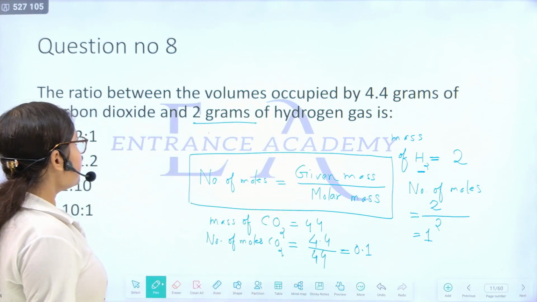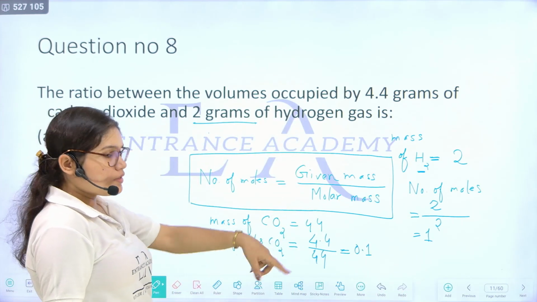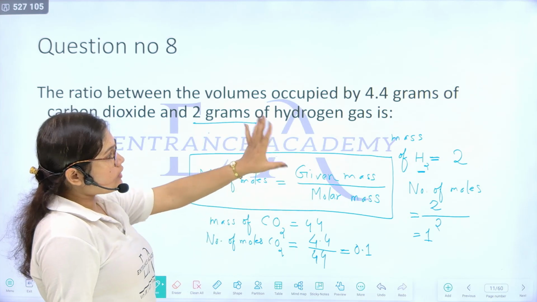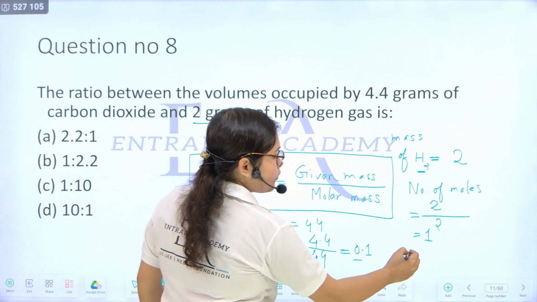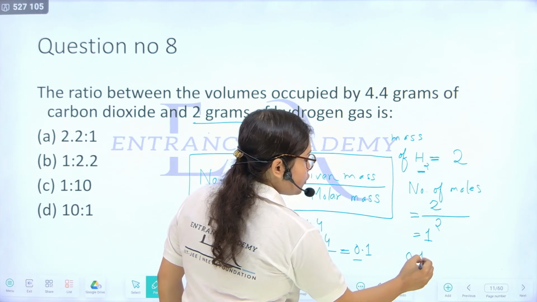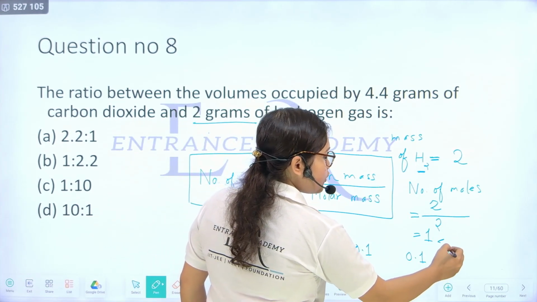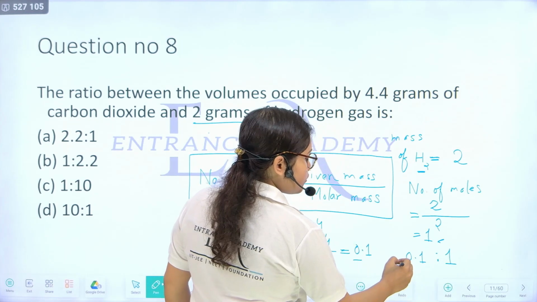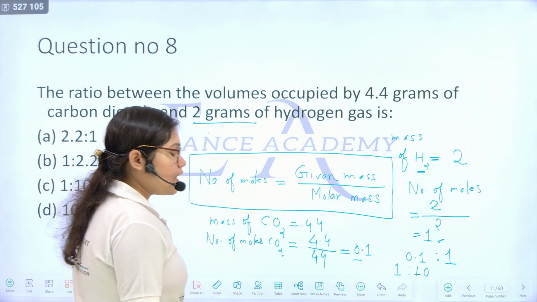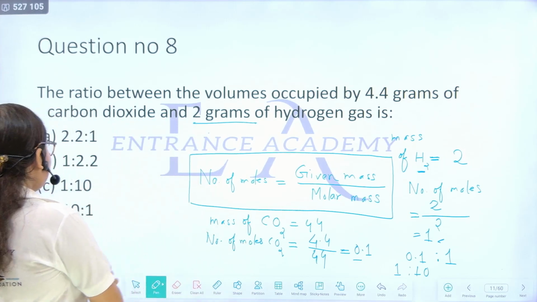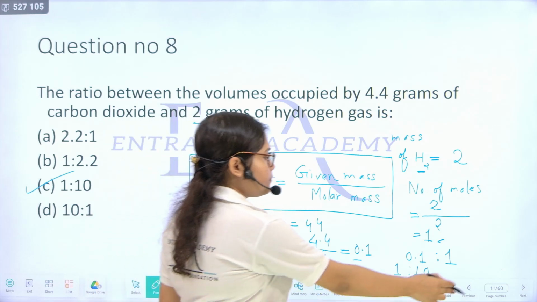Now the ratio between the volumes is also like the ratio of number of moles. So in this case, first carbon dioxide, answer is 0.1 number of moles, then hydrogen, that is 1. So this is the ratio. It's clear, the ratio is 1:10. So among these options, option C is correct.